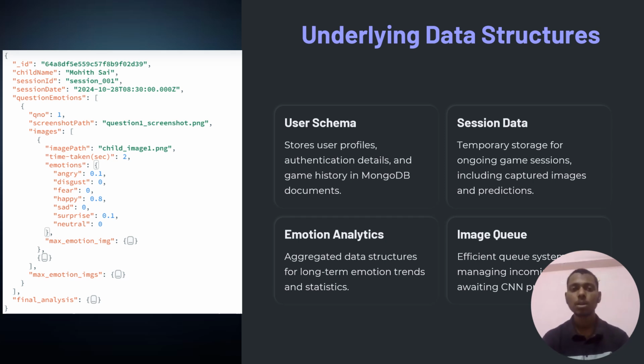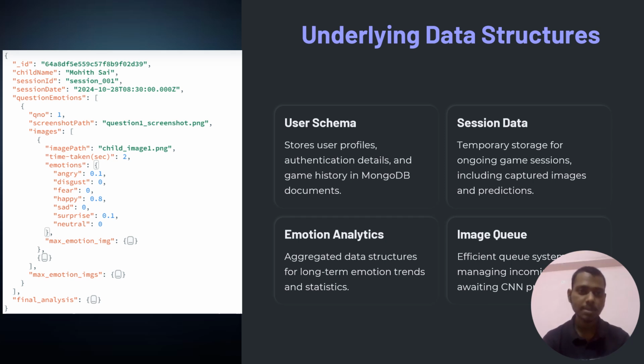Images array. This nested array stores details for each image captured while the child responds to the question. Image path, the path to the specific image file that was analyzed. Time taken, the time in seconds spent in capturing this image, used for tracking response times. Emotions, an object storing the detected emotions and intensity scores for the image, like angry, happy, sad, and so on, each holding a score between 0 and 1.